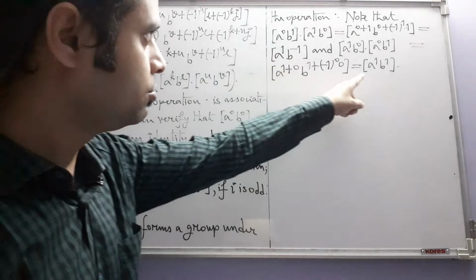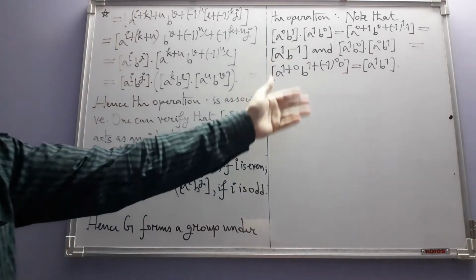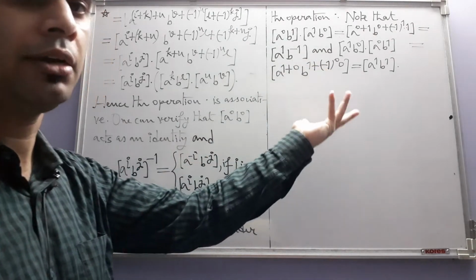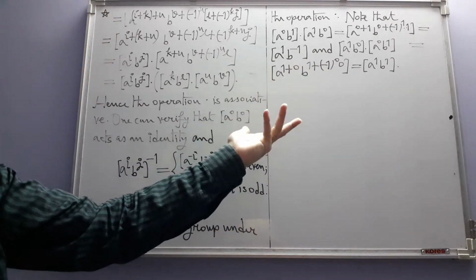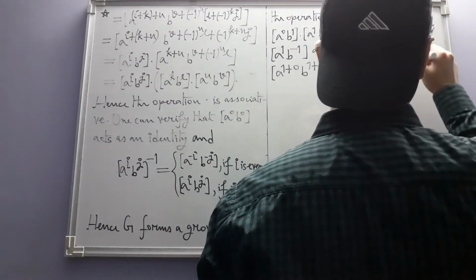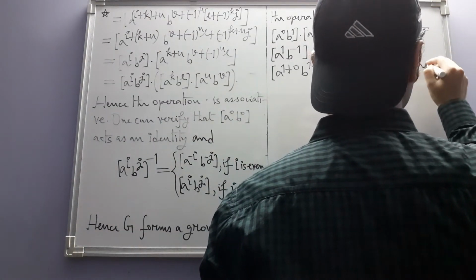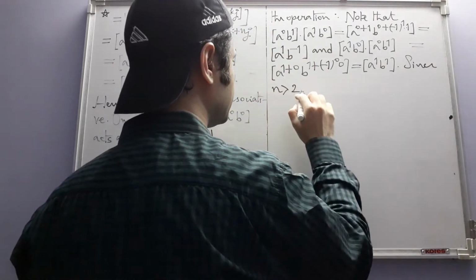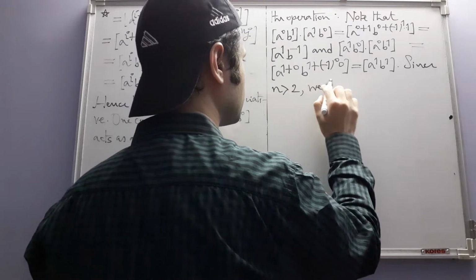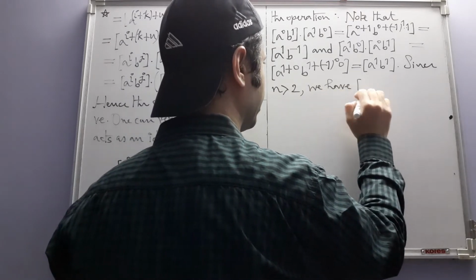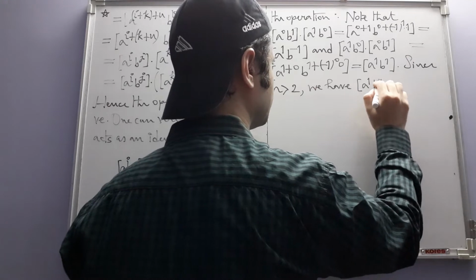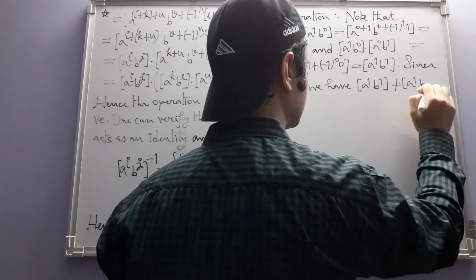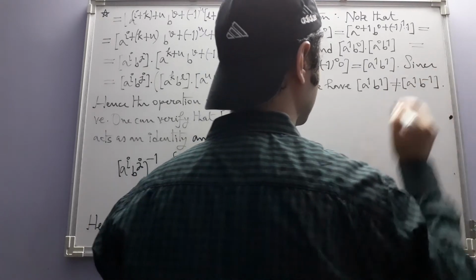Now are these two things equal? If they are equal, then we cannot draw any conclusion, but if they are not equal, then we have got non-abelianness. Since n is greater than 2, we have A1 B1 not equal to A1 B minus 1.